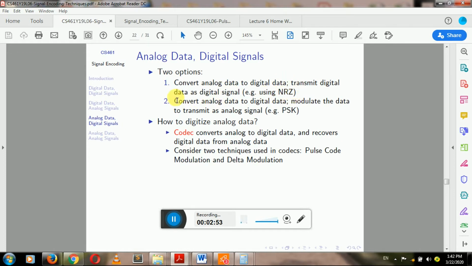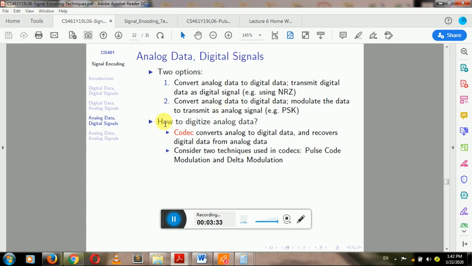That is done by taking bit 0 as a low or high voltage level and bit 1 as a high or low voltage level. The second option is to convert the analog data into digital data, then send this digital data in the form of an analog signal using phase shift keying, which is commonly used in communication systems to treat everything as digital data, even if it starts off analog. So we make everything digital, changing analog data into digital data.